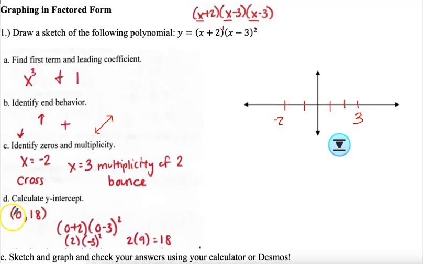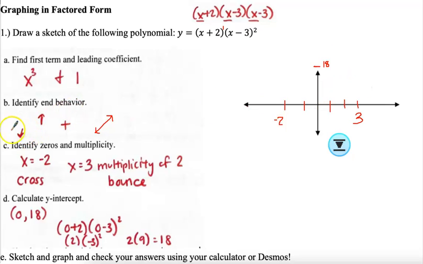Last but not least, my y-intercept would be (0, positive 18), so roughly somewhere up here at 18 is going to be our y-intercept. Now, it doesn't have to be pretty, we're doing a rough sketch. All right, the fun part, we're going to sketch the graph.